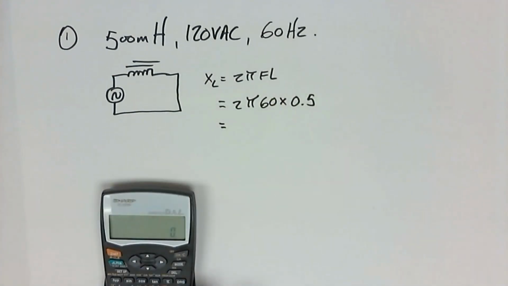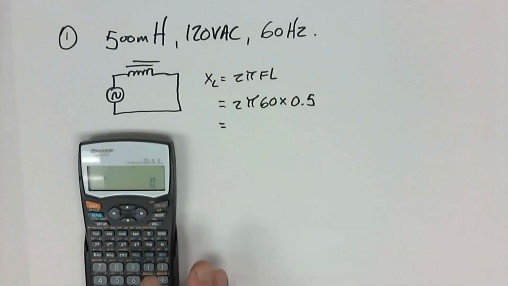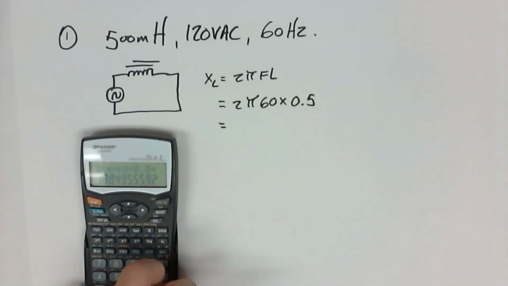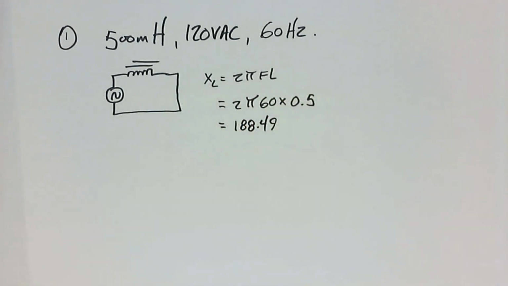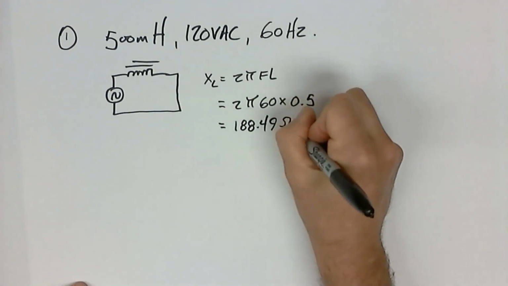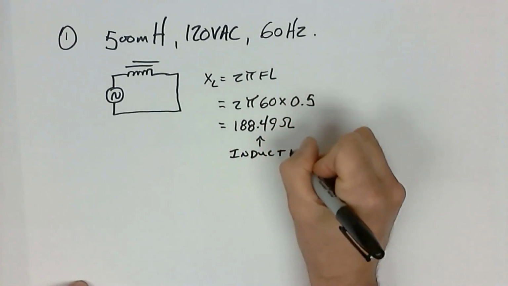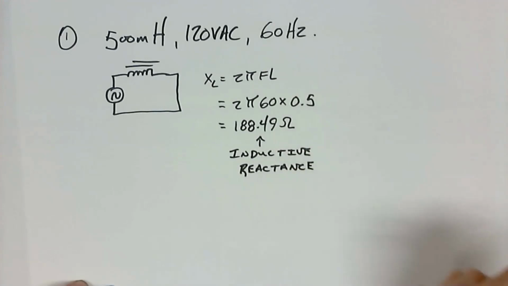So I take my calculator. Depends on what type you have, but sometimes there's an actual pi button, and other times you have to press second function and then find it. So 2 times pi times 60 times 0.5 equals 188.49. 188.49 what? Ohms of inductive reactance.